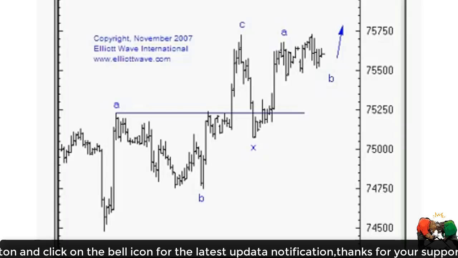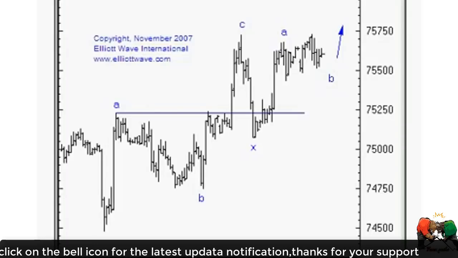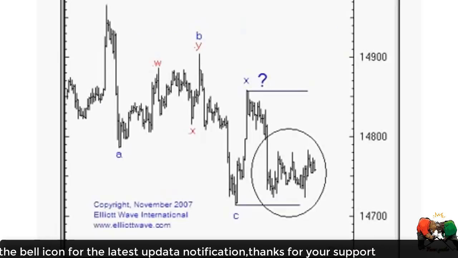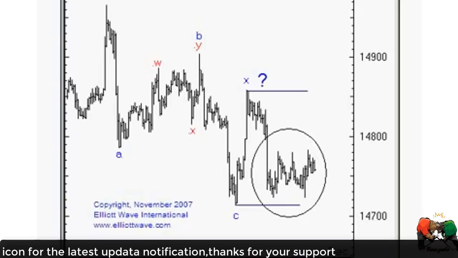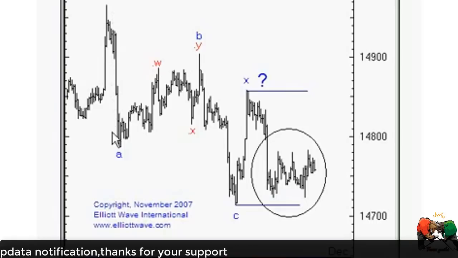But again, I mentioned before, I can look to other markets that are correlated. In this case, we can look to the euro. Now the euro moves inversely to the dollar index. So here too, I'm counting this double zigzag, A, B, C, with an X wave. I need another A, B, C, and just look in this circled area, and you can see that's corrective price action.